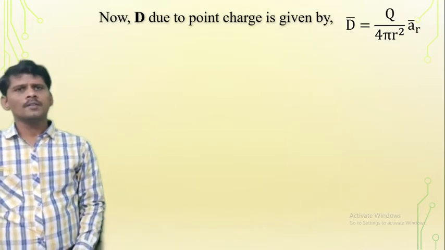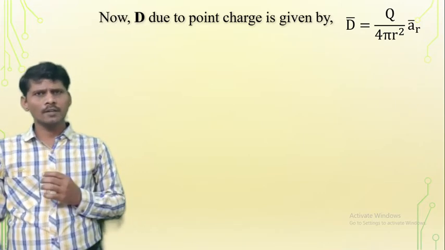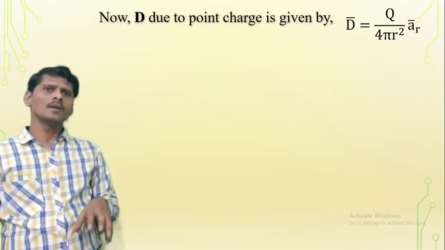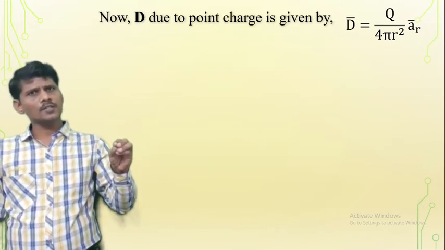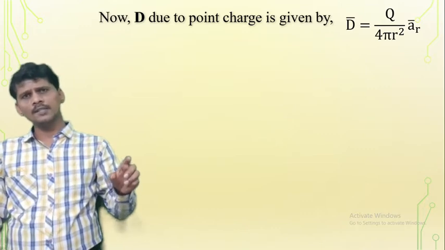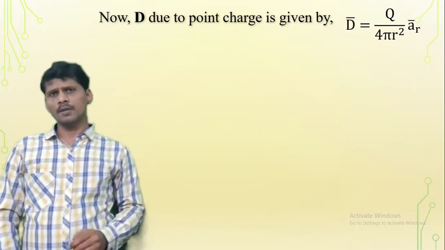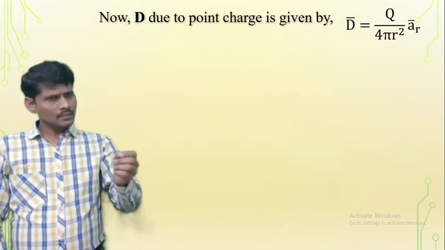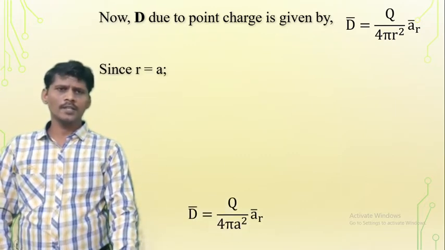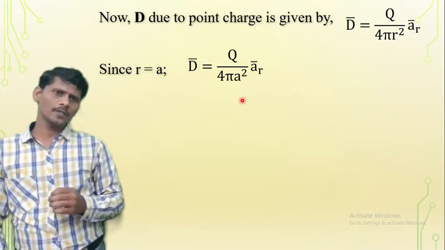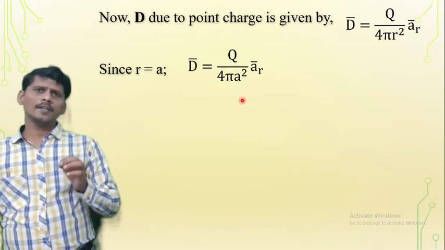But we know the electric flux density at any point P due to the charge Q located at the origin. Now we are in the spherical coordinate system. At the origin, point charge Q is located. At that point P, the electric flux density due to the point charge Q is given by D bar is equal to Q by 4 pi r square into a r bar. So this is the D bar value. Now here r is equal to a is the radius of the sphere. Substitute r is equal to a into this equation. We get D bar is equal to Q by 4 pi a square into a r bar, and the ds bar value is a square sin theta d phi a r bar.